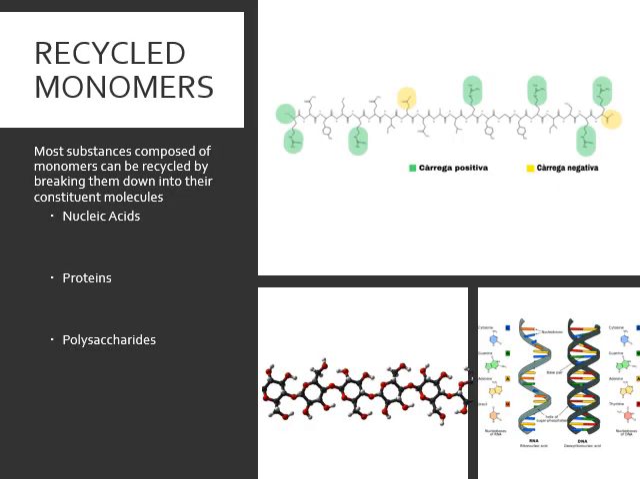So we've got a bunch of macromolecules, right? What are the monomers of the nucleic acid? Nucleotide. What are the monomers of the proteins? Amino acids. What's the monomer of the polysaccharides? Monosaccharides. Well done.